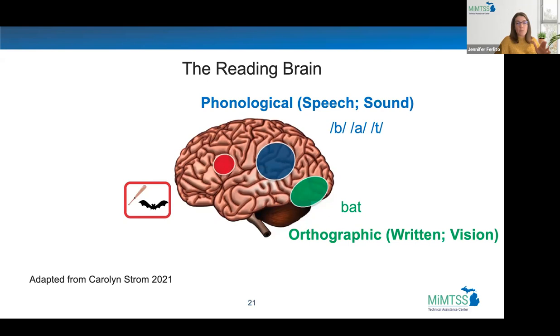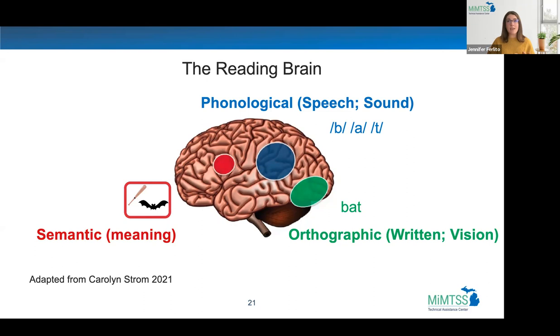Then we have the meaning processor, and this interprets the meaning of words. So when we read a word, our meaning processor gets activated and we have to comprehend what that word means. Before children come to school, they have naturally learned how to talk. They have learned a lot about meanings of words.